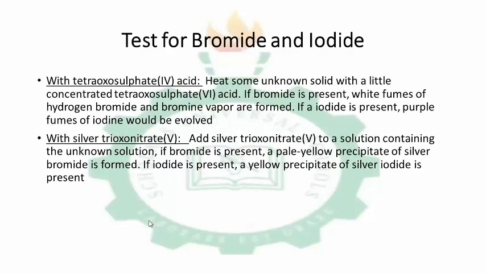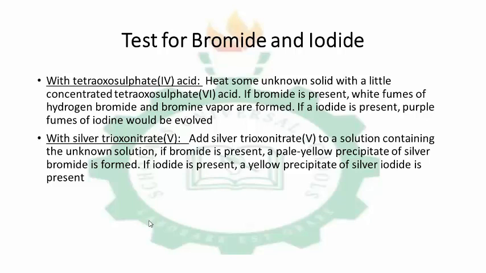Now to the test for bromine and iodine. When we talk about the test for bromine and iodine in the lab, we talk about the test for the bromide ion and also the iodide ion. And we can use two reagents in the lab to test for them: the first one is tetraoxosulfate(VI) acid and the second one is silver trioxonitrate(V) solution.